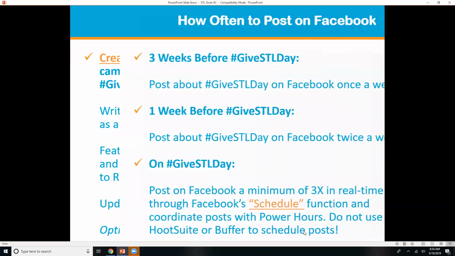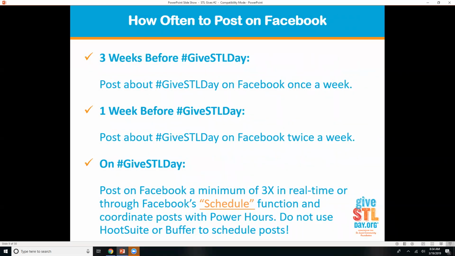In terms of how often to post, generally on a daily basis, I post every other day, right? That's what I see when I look at my demographics. If I post every day, my reach actually goes down. So I post every other day on my Facebook page. In the 3 weeks before Give STL Day, make one of those posts in the 3rd week and the 2nd week before about Give STL Day. If you talk about it too much, it's the law of diminishing returns.